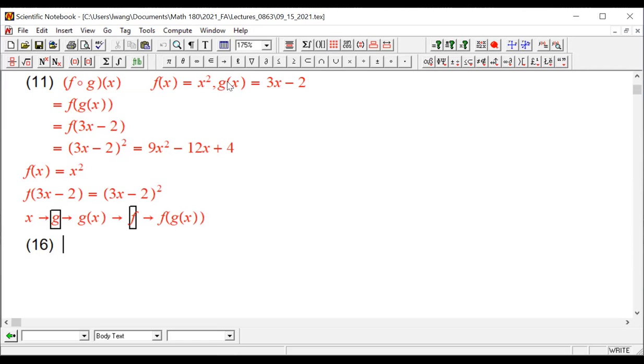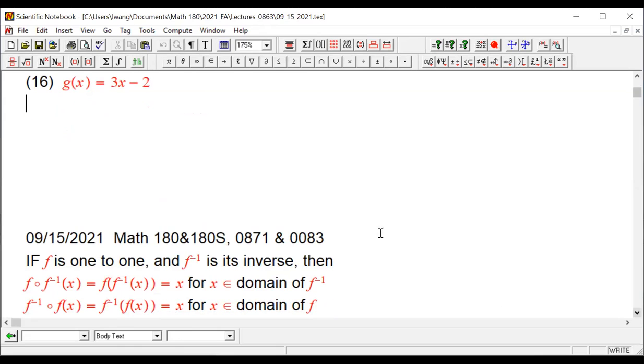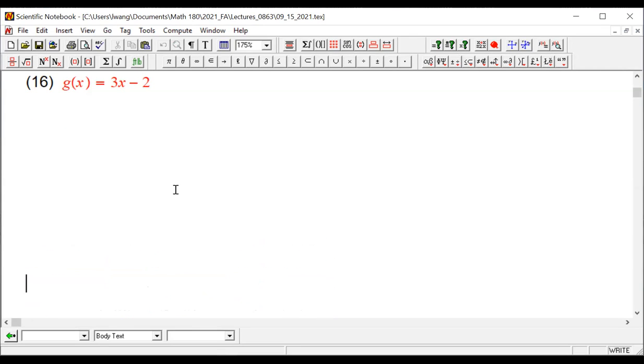16, we only need a G, right? Because G composites itself 3 times. Here, the domain range is not an issue because the domain range is always the same. The input is X and it goes to G. The rule of G produces the output G of X. Domain range are the same, so we don't have any problem.